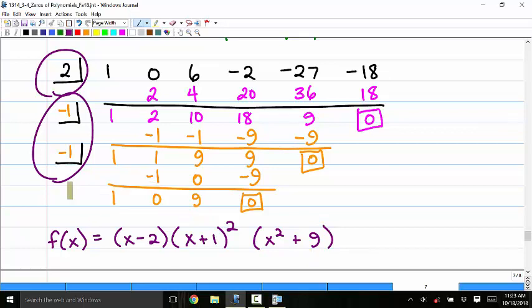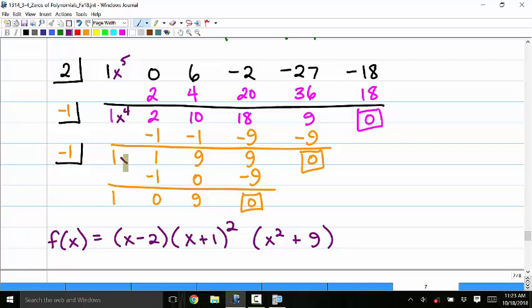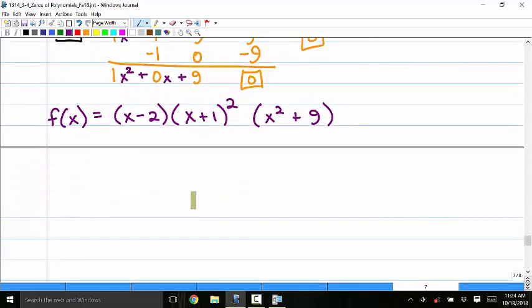How did I get the x squared plus 9? This was an x to the 5th polynomial. This became an x to the 4th, x cubed, and x squared. Every time you take a 0 out, you reduce the degree of the polynomial by 1, correct? So this became 1x squared plus 0x plus 9. Could you set all those factors equal to 0, solve for x to find all 5 of your zeros? Yes.